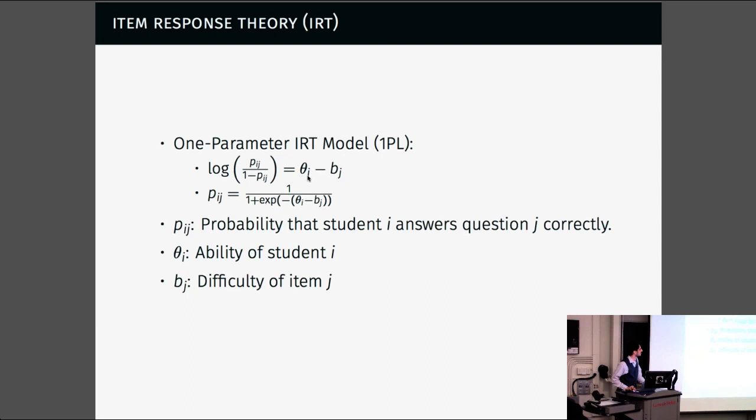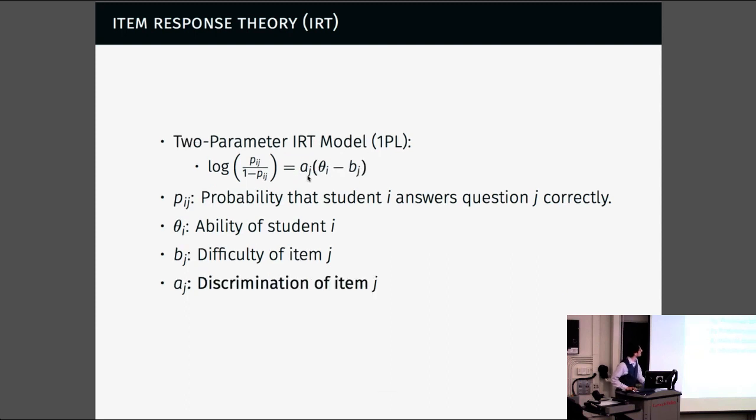Okay, so we can modify this model a bit. There's a typo there. The two parameter should be 2PL IRT model. And the parameter that we're adding here is this A sub j. And this corresponds to the discrimination of item j.